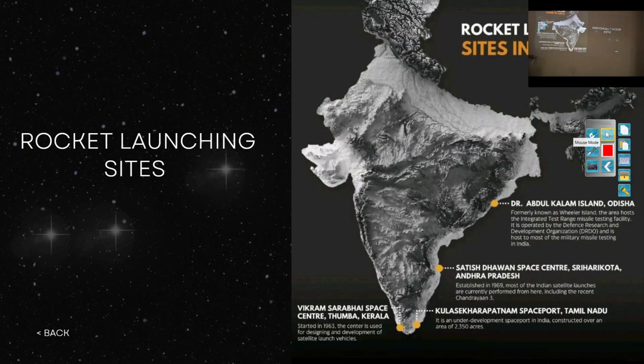So, next we have the rocket launching sites in India. Right now we are using the Satish Dhawan Space Center, Sriharikota, that is there in Andhra Pradesh, off the coast of Andhra Pradesh. There are two launch pads present in Sriharikota, and they are building a third launch pad.